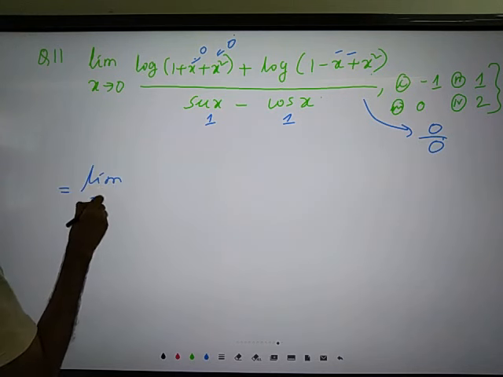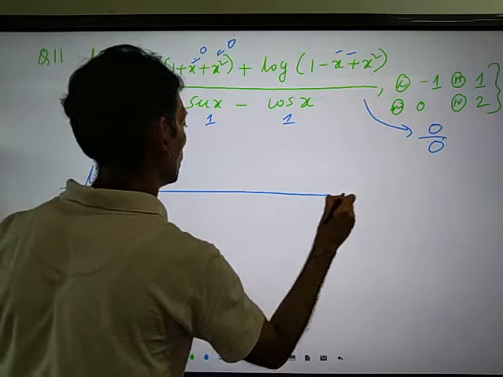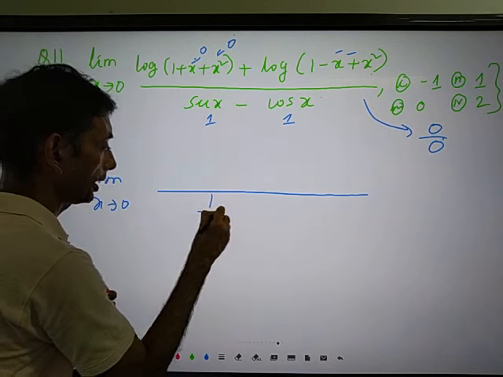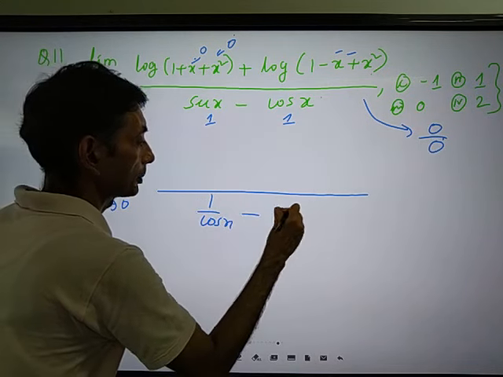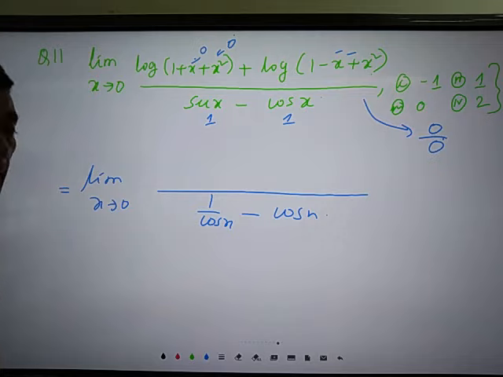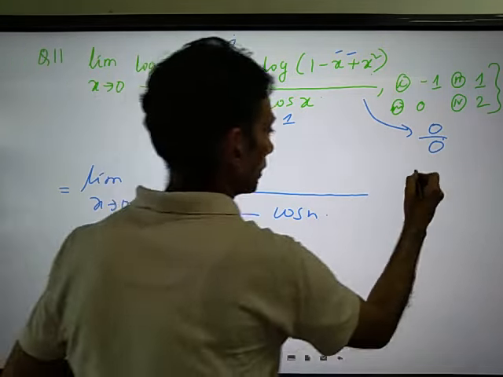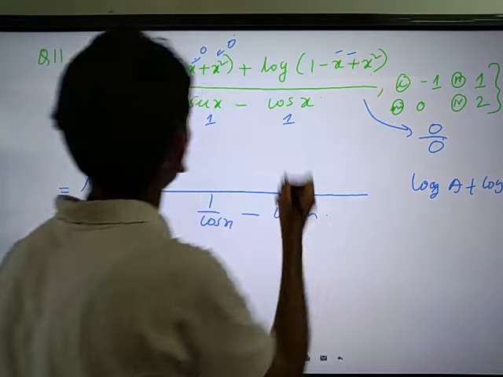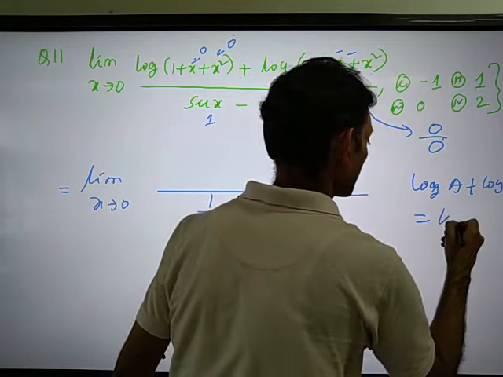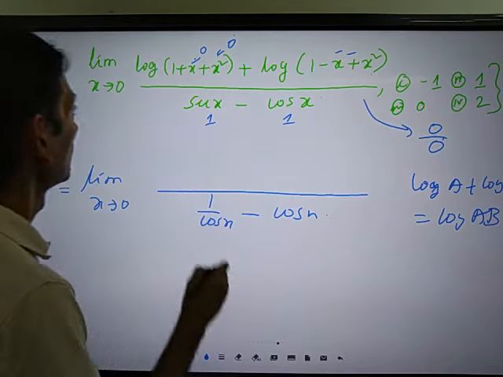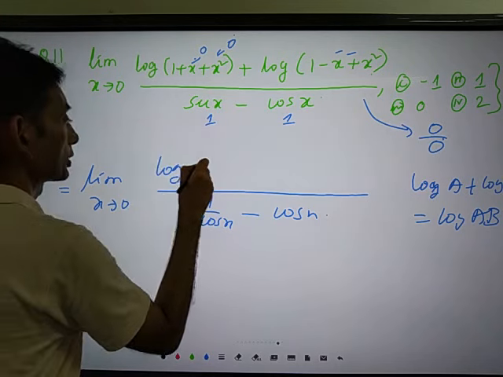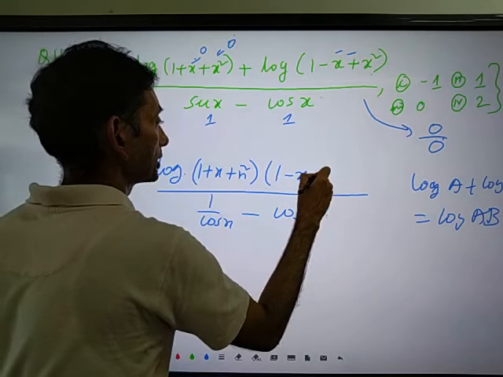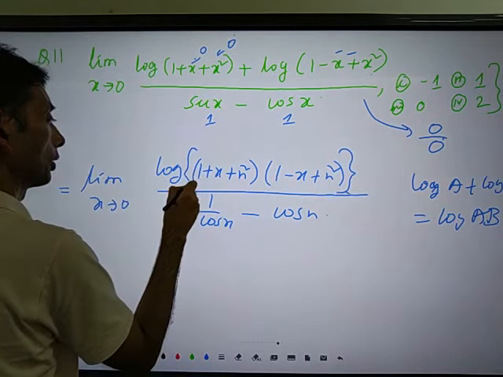Limit x tends to 0. Sec x you can write as 1 by cos x, and let cos x stay as it is: 1 by cos x minus cos x. Now this is log a plus log b, so we'll use the log ab formula. So log ab, that is log of 1 plus x squared into 1 minus x plus x squared. Done? Yes, log a into b.